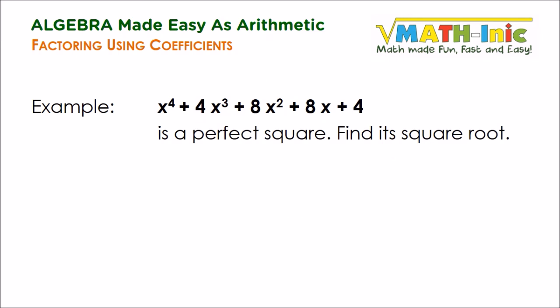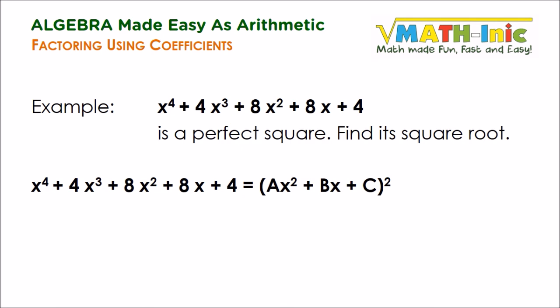Let's use the technique of factoring using coefficients to solve another problem. Example: x to the fourth plus 4x cubed plus 8x squared plus 8x plus 4 is a perfect square. Find its square root. So first, let's write it again. Since it's in the fourth power, obviously the square root of that would be ax squared plus bx plus c.